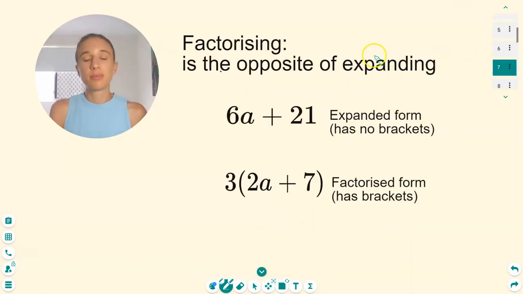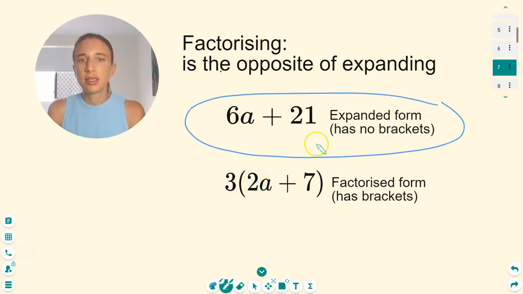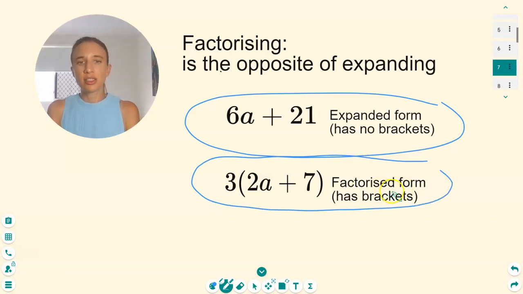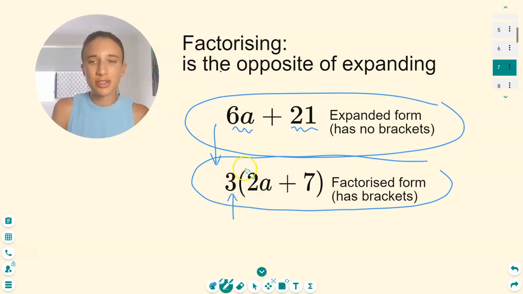But first of all, I probably should have started here. Factorizing is the opposite of expanding. What it means to factorize is to pull a factor out the front. So if we look at this, we've got the expanded form, which has no brackets. Looking here, the factorized form. Can you see this is the factorized form of that? We have pulled a common factor out the front. So the highest common factor of 6a and 21 is 3. And we've pulled that out the front and we've got that. I'm going to show you how to do this soon, so don't stress too much.